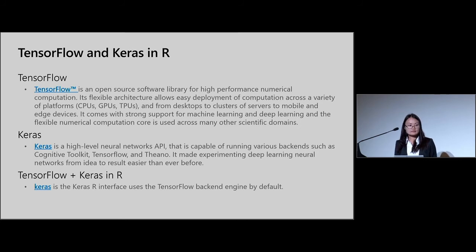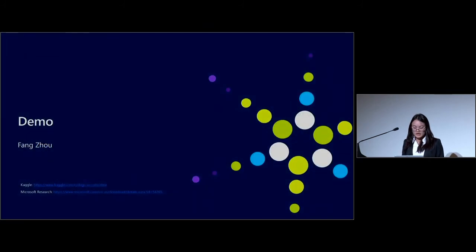Keras uses TensorFlow as the default backend. The combination of TensorFlow and Keras in R enables us to experiment with deep learning neural networks from idea to result easier than ever before. In the demo that I am going to show, the dogs versus cats dataset from the Kaggle computer vision competition or Microsoft Research was used to train a deep learning model predicting the probability of an image belonging to dogs or cats using a pre-trained convolutional neural network.